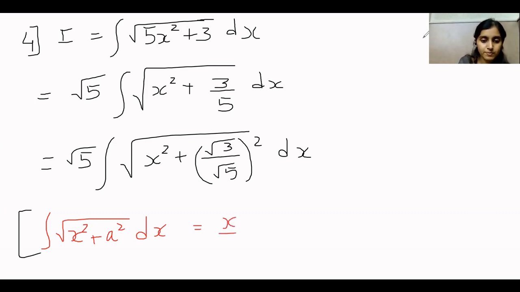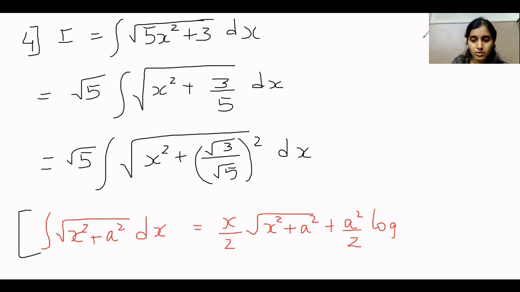The formula is x upon 2 root of x square plus a square, plus a square by 2 log of x plus root of x square plus a square. Now, the method of getting this answer, we have done it previously. I'm just telling you how you get this answer. You don't have to solve it. You can directly write the answer if the sum is for 2 marks. Now, if it's more than that, if it's for 4 marks, then I would advise you to derive this formula.